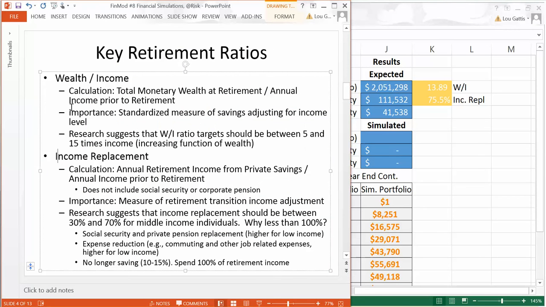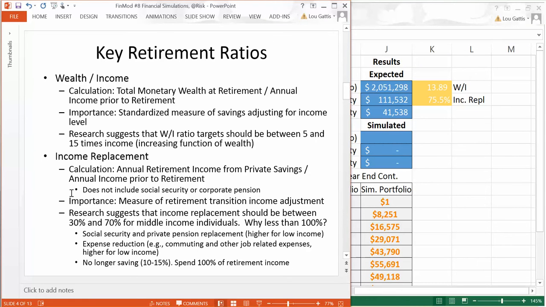The wealth to income is an important measure because it's a standardized measure of savings adjusted for income. So someone making $50,000 a year would not need or be expected to have the same level of portfolio of savings for retirement as someone making, say, triple that. Research suggests that ratios should be between, say, 5 and 15, where it is higher for those that have higher incomes. So the more money you make at retirement, the more of a multiple you'll need.